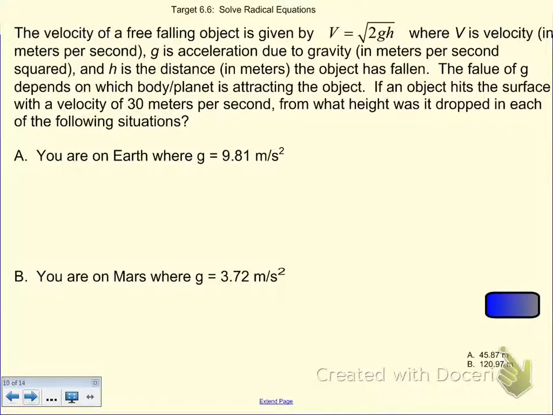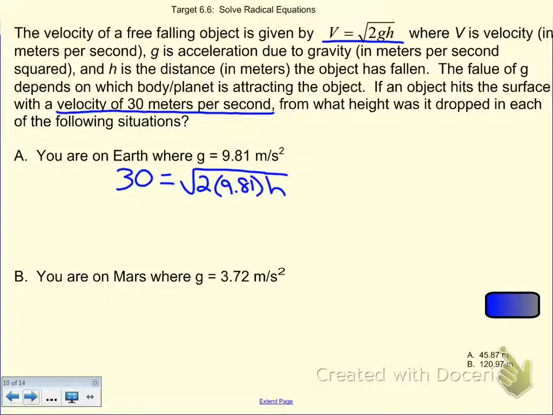So here we have our function v equals the square root of 2 times g times h. They tell us that the velocity is 30 meters per second already, and then they give us a specific gravity for each situation. So we're going to start off here on Earth, where gravity is 9.81 meters per second squared. So our velocity is 30 equals the square root of 2 times our gravity of 9.81 times h. And we want to solve for h. How do you get rid of a square root? You square both sides. 30 squared is 900.